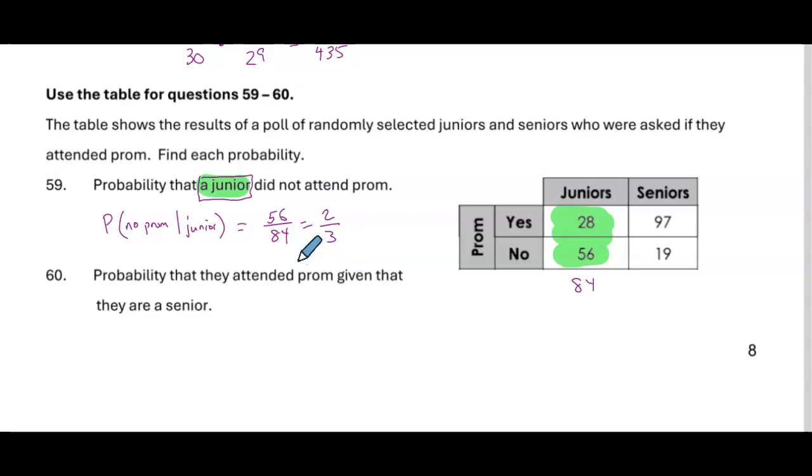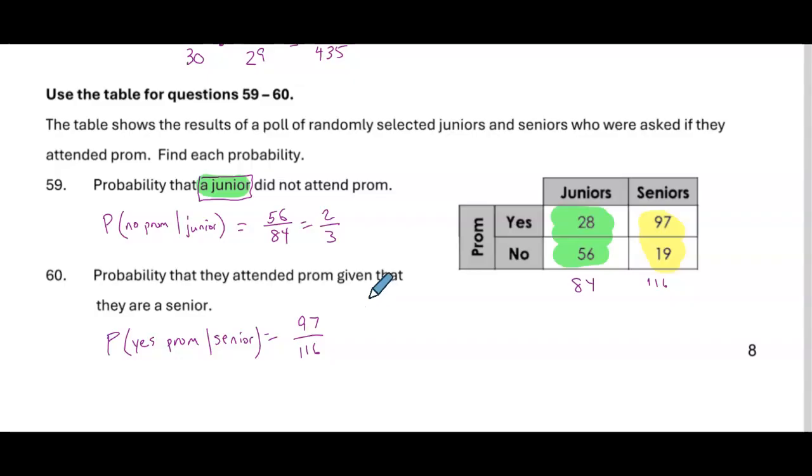All right, so that's that one. And the second one is similar. They attended the prom given that they are a senior. Okay, so probability that they said yes to the prom given that they are a senior. Now I'm focusing on the seniors. And in that column, I have 116. And so of those seniors, it looks like 97 of them said yes to the prom. And that's not going to reduce. That's just 97 out of 116.